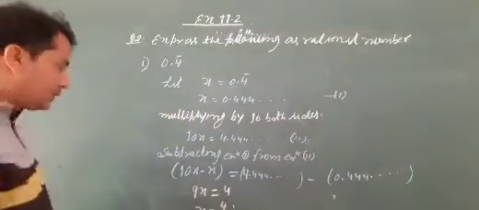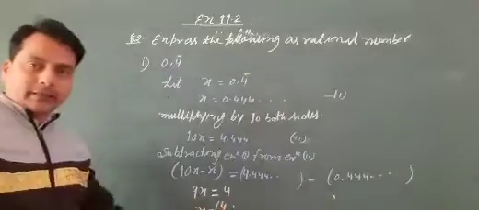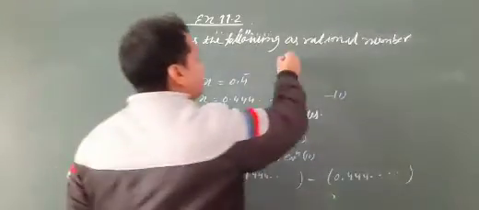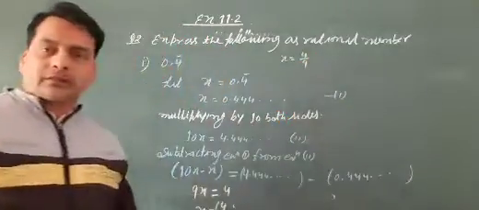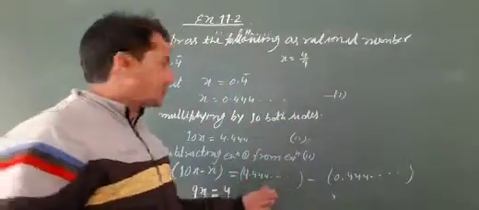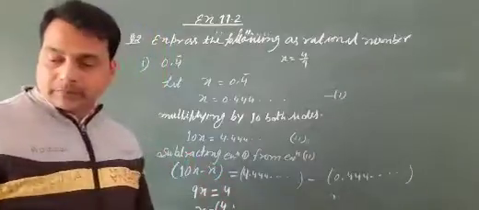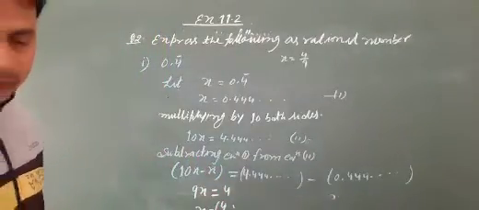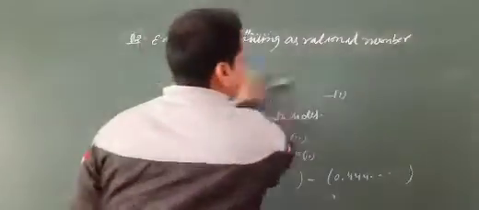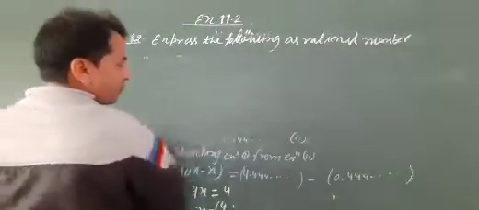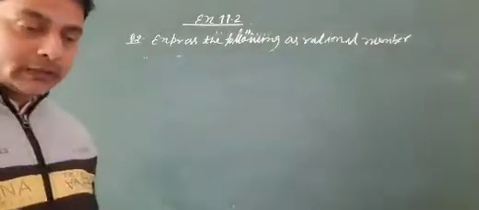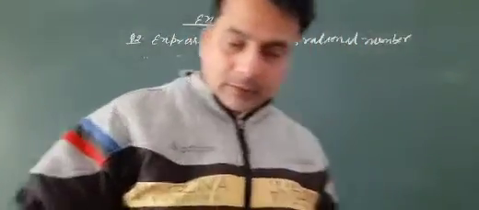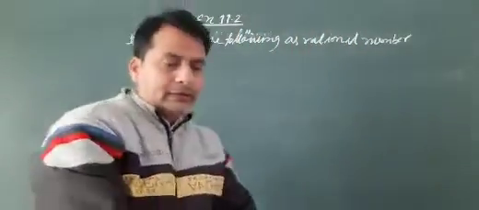So here x equal to 4 by 9. So 4 by 9 is in the form of a rational number. Now the next question is here, 0.36 repeating.